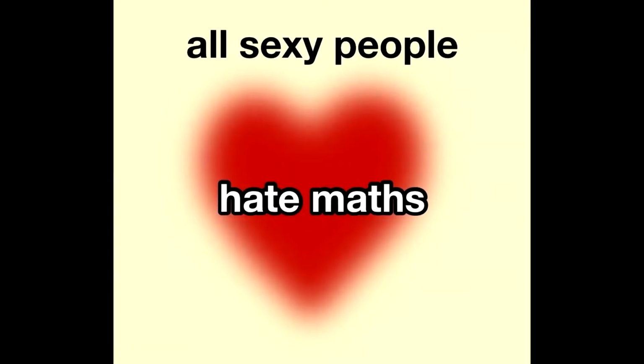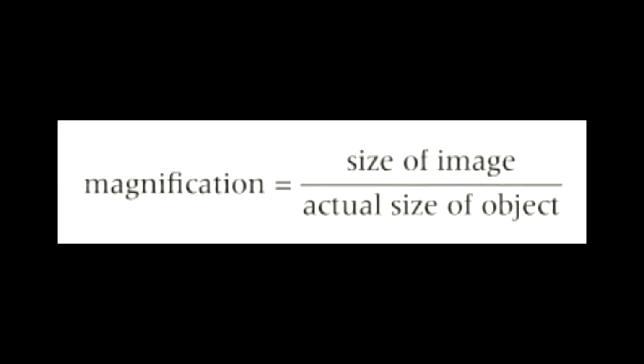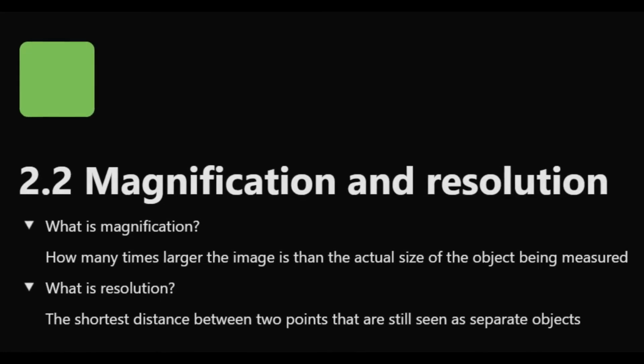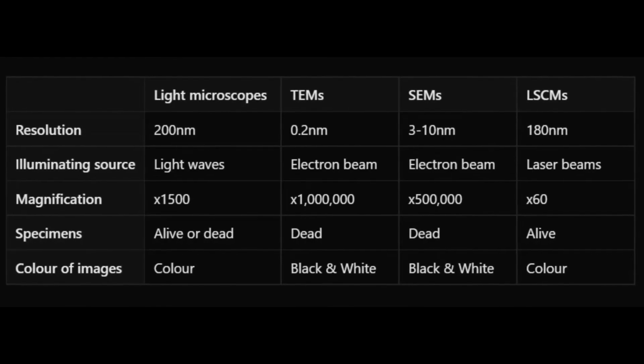Now for 2.2, it's literally just basic maths. If you're terrible at maths, as in you got less than, I don't know, a 7 at GCSE, do a couple exam questions, you should be fine. All it is is basic ratios and rearranging a formula. And learn the definitions of magnification and resolution. That's it for 2.2.